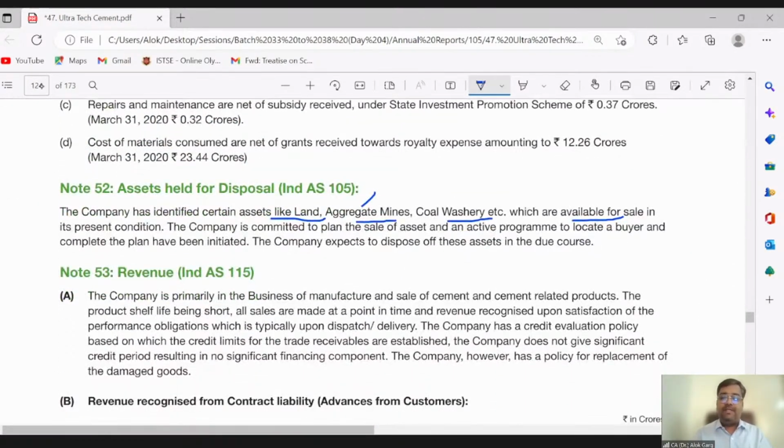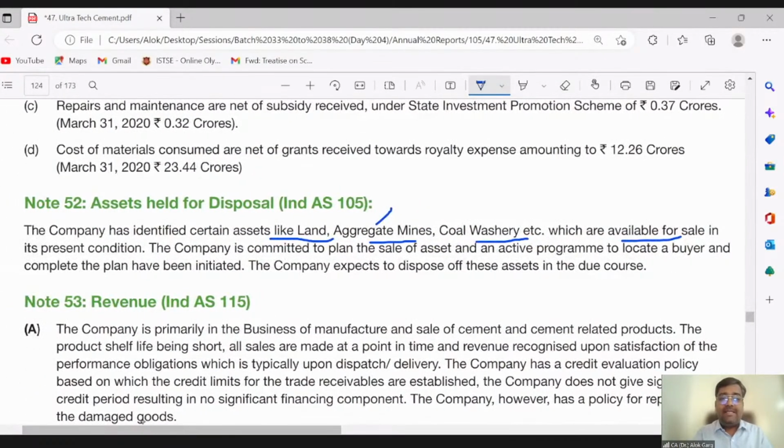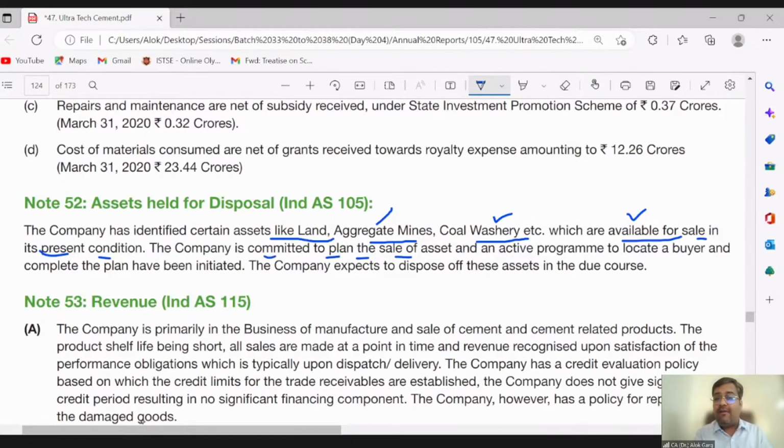Now read note number 52 once again. The company has identified certain assets like land, aggregate mines, coal washery, etc., which are available for sale in its present condition. The company is committed to a plan to sell the assets. Sale is highly probable. An active program to locate a buyer and complete the plan has been initiated. The company expects to dispose of these assets in the due course. In the due course means even less than 1 year.